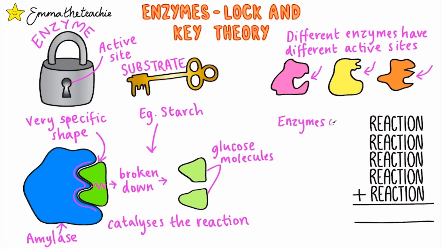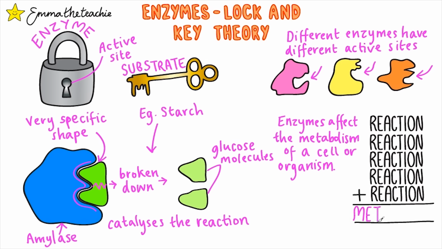Because enzymes affect the rate of reactions, they affect the metabolism of a cell or organism. This is a term that comes up in the specification under the fundamental concepts and principles of biology section. We'll cover it again in the bioenergetics topic, but for now, here's the definition for metabolism. It is the sum of all of the reactions that take place in a cell or organism. Hopefully this little picture will help you remember it. By affecting the speed of reactions, enzymes control the metabolism of a cell or organism.